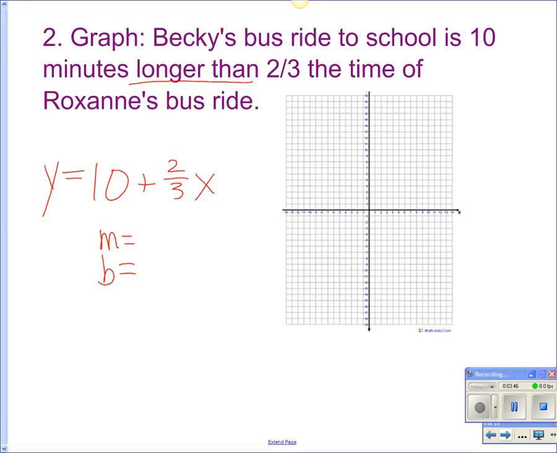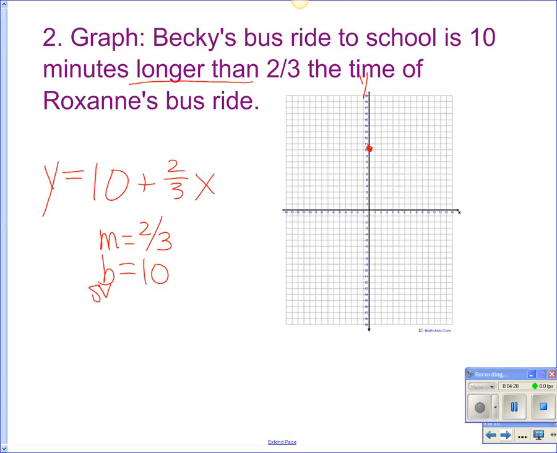Zaria, what would be my M? 2/3 or 10? M is always with the X, so M is 2/3 and B is 10. Okay. Allison, which one of these do I put on the graph? 10. 10 is my starting value. So I put that on the Y, so I go up to 10. 1, 2, 3, 4, 5, 6, 7, 8, 9, 10. And I put a point there.